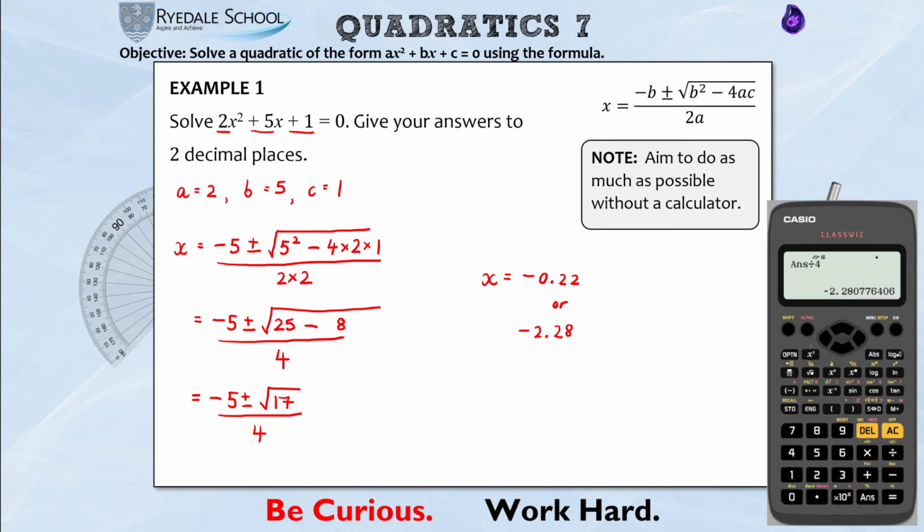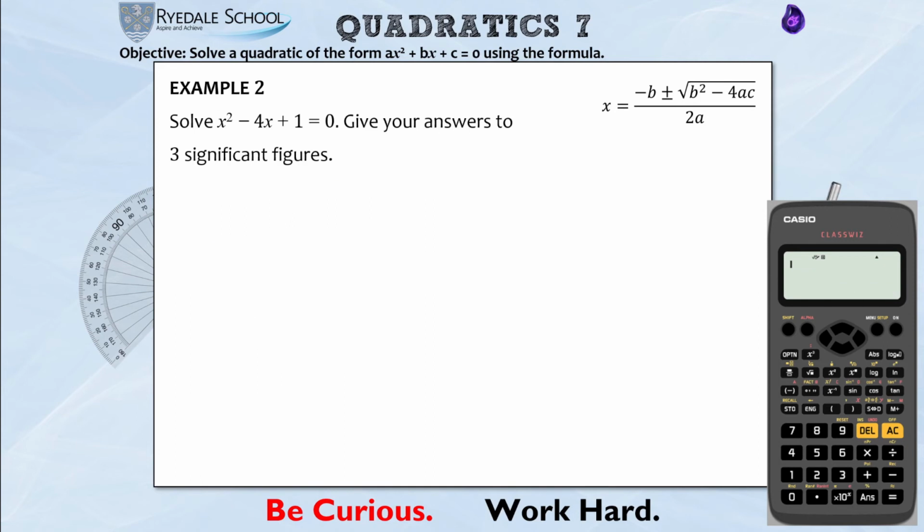Let's look at a second example. So in my second example, it says solve x squared minus 4x plus 1 equals 0. This time give your answers to 3 significant figures. So let's take a look at this one and let's start by writing down what A, B and C is. So A is the number of x squareds. Now that isn't 0x squared. Remember there is a 1 there. So A is 1. This time B is -4. So don't miss the negative signs.